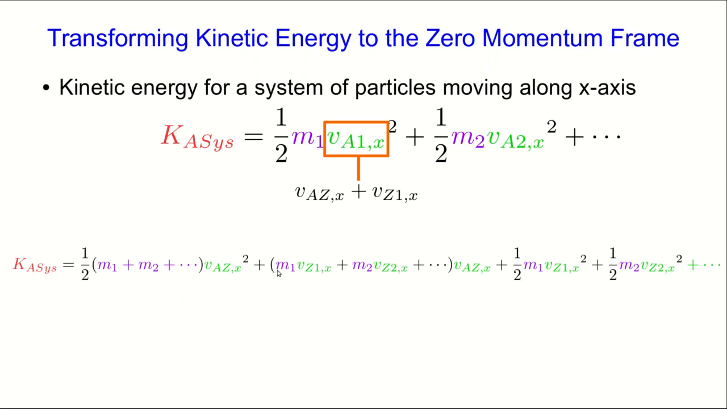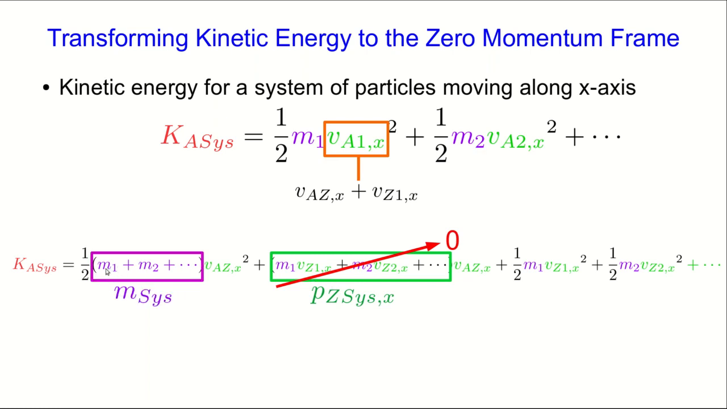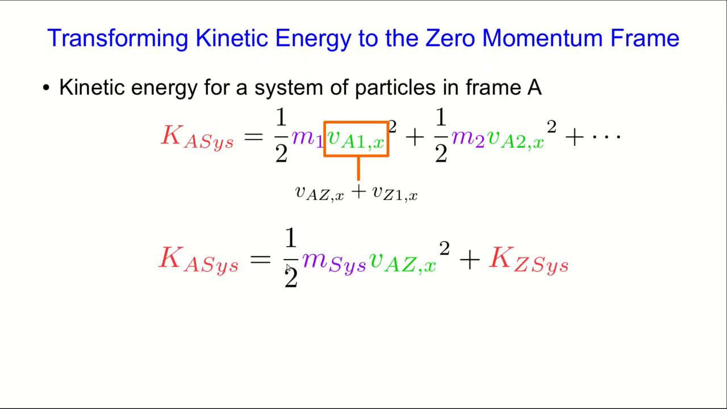What you can see is that this middle term contains a sum of all the momentums, but it is the system momentum as measured in the zero momentum frame. And so by definition, it's zero, and that whole term goes away. In the first term, you can see that we have the total inertia of the system, and then everything that's left here at the end is what we were actually looking for, the kinetic energy of the whole system as measured in the zero momentum frame. And so here is our relationship between the kinetic energy as measured in the zero momentum frame and the kinetic energy as measured in any arbitrary frame.